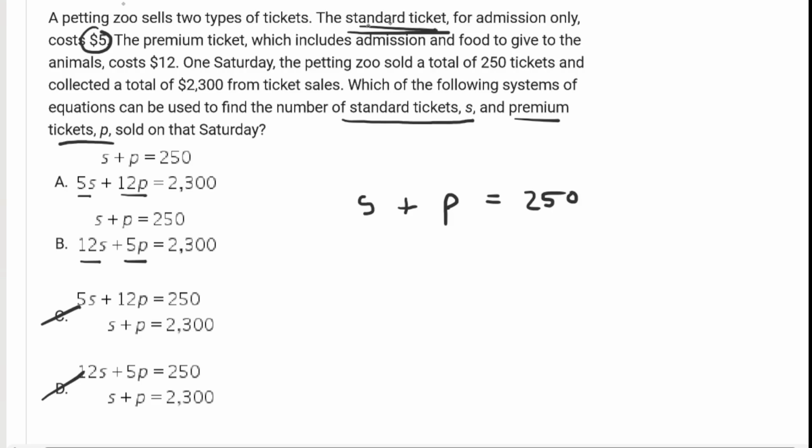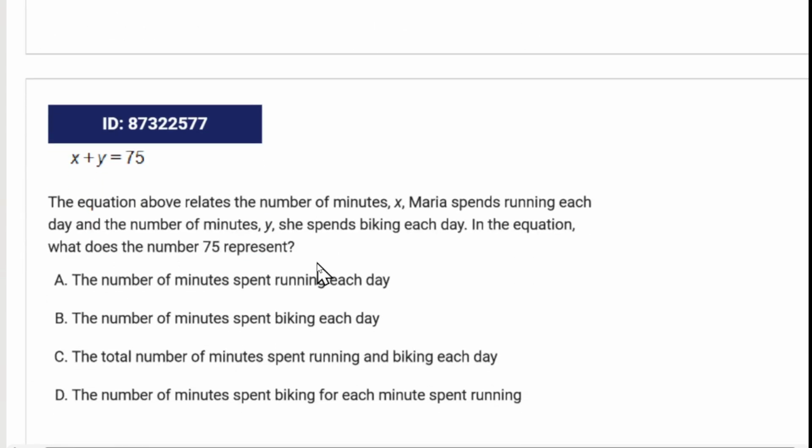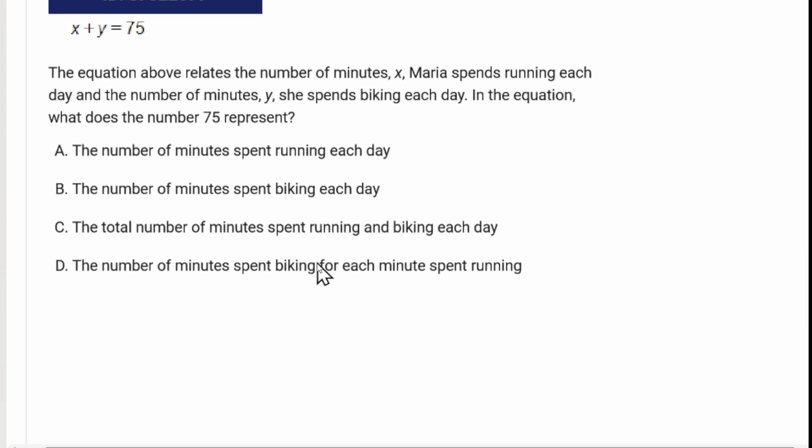So standard tickets would be S, and therefore the 5 has to be associated with the S. We can see that is true in equation A. It is not true in equation B, so let's get rid of B. A must turn out to be the correct answer. We'll move on to the next problem here, another little word problem.